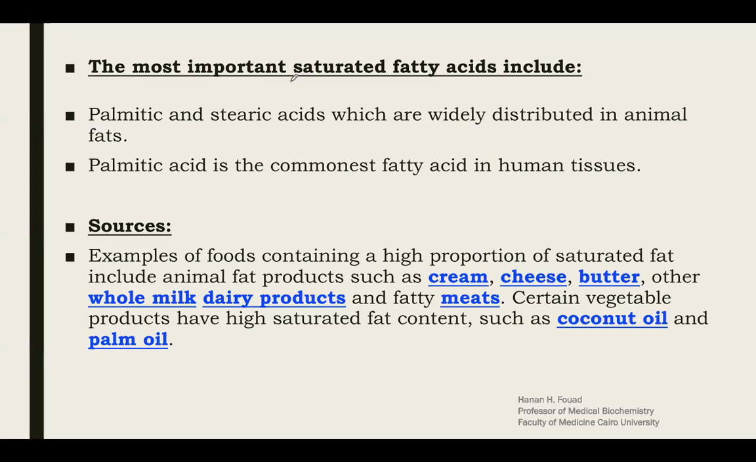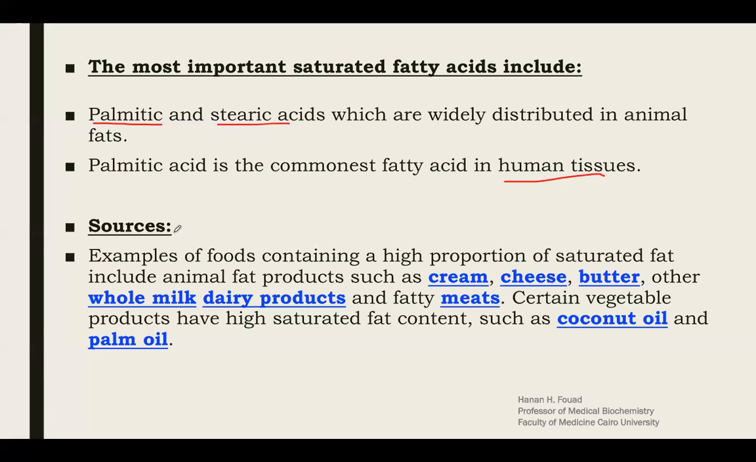Why are saturated fatty acids important? The most important fatty acids in our body are palmitic and stearic because they are found in the cell membrane. As you see, the inner mitochondrial membrane is formed of 2 layers of phospholipids. These are lipids which contain fatty acids. More than 95% of fatty acids in the cell membrane, in the mitochondrial membrane, and in the nucleus membrane are palmitic and stearic. The commonest fatty acid in our body is palmitic.